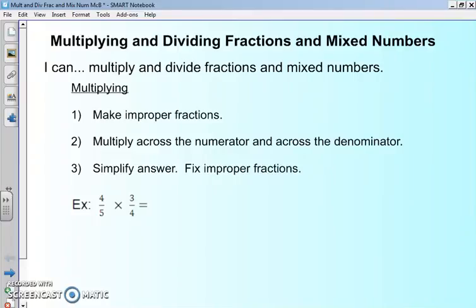This video is going to be about multiplying and dividing fractions and mixed numbers. By the end of this, you should be able to say, I can multiply and divide fractions and mixed numbers. We're going to start with multiplying.